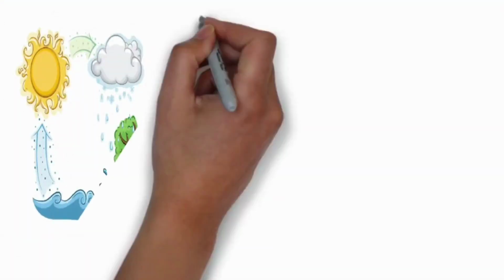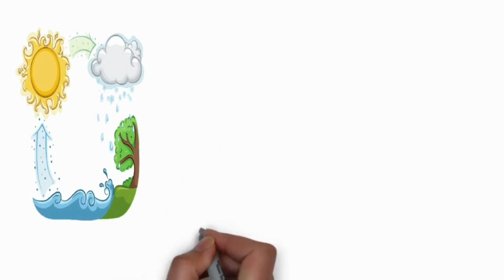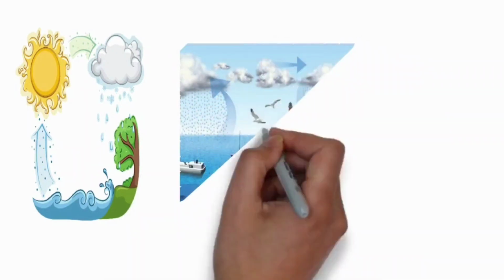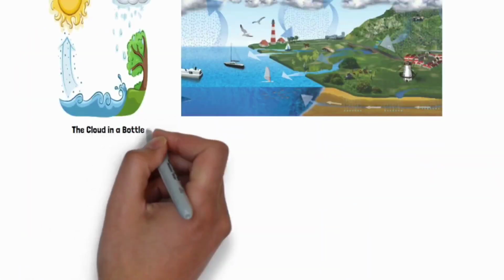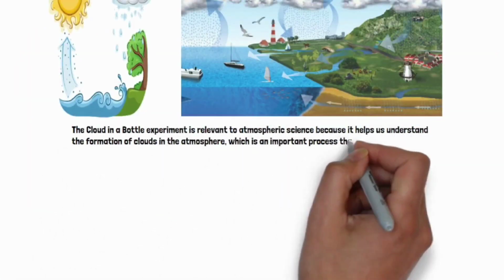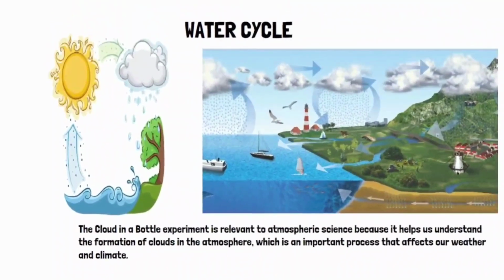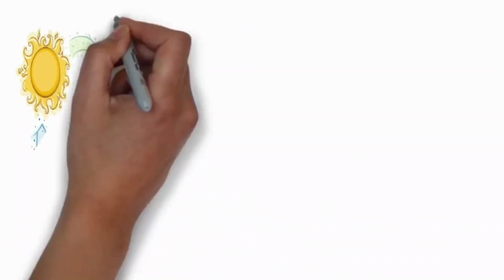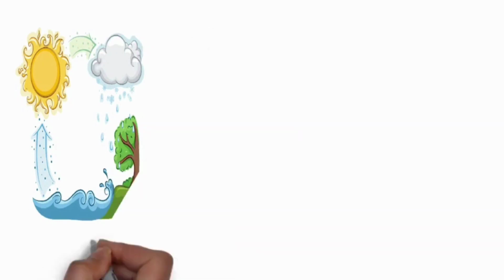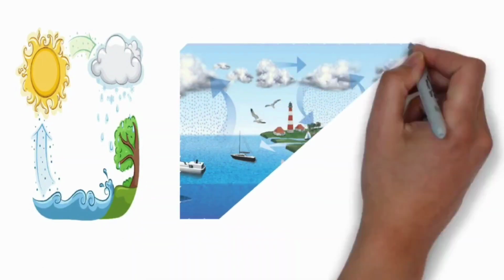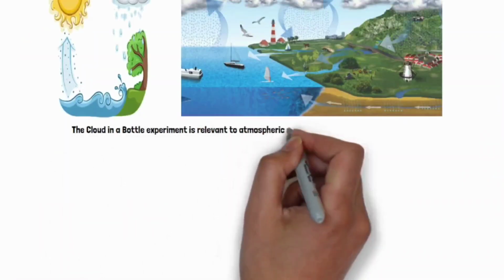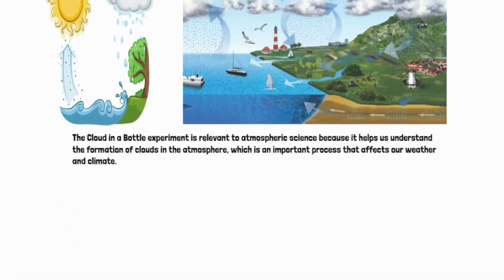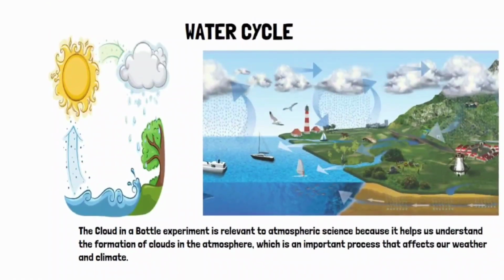Friends, by understanding the principles behind the cloud in a bottle experiment, we can better appreciate the complexity of the water cycle and the role that clouds play in this process. Moreover, we can use this knowledge to better understand and predict changes in our climate and weather patterns, which can have important implications for our environment and society. Apart from this, I also want to add one more thing, that this experiment is relevant to atmospheric science.